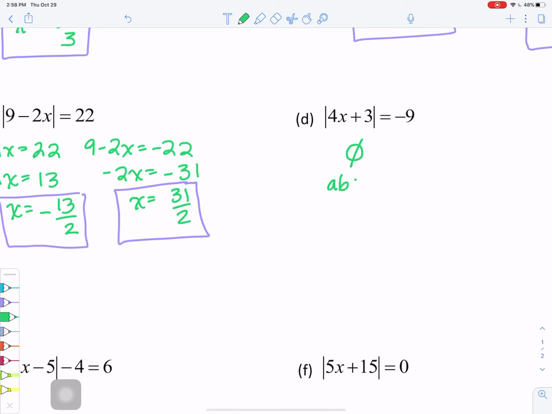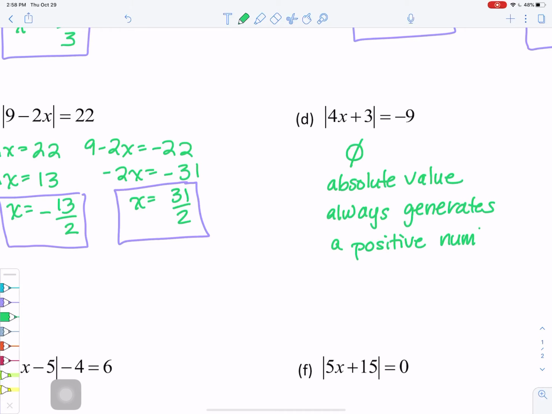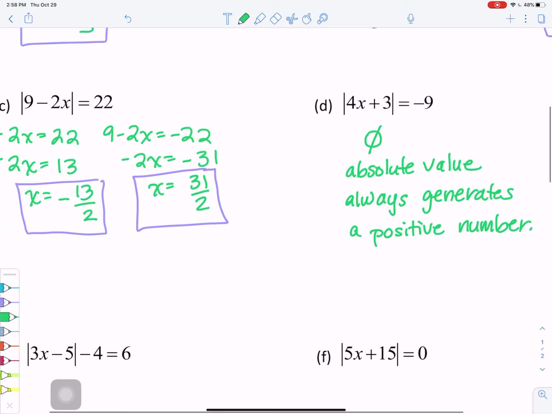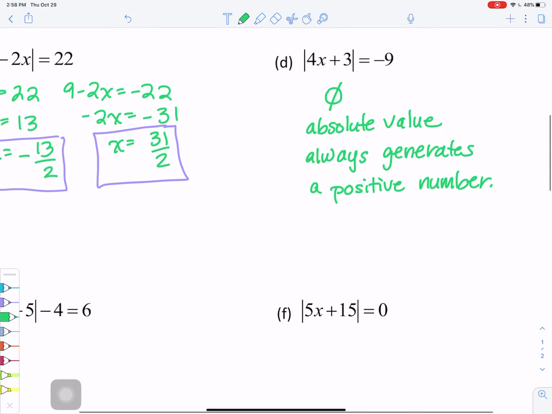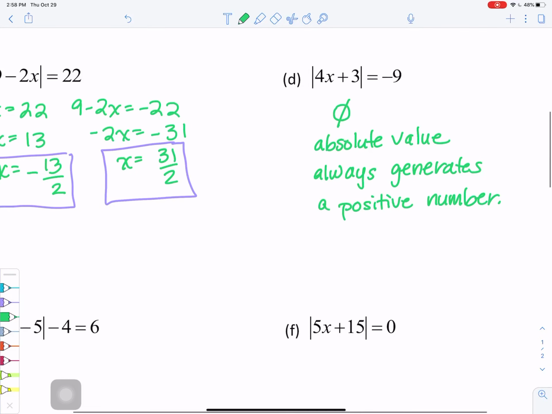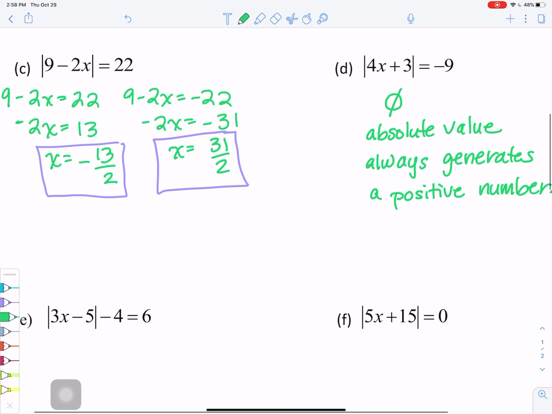So the absolute value always generates a positive number. Okay, so we do have to recognize those. That's a special case. The absolute value can't ever equal a negative number.